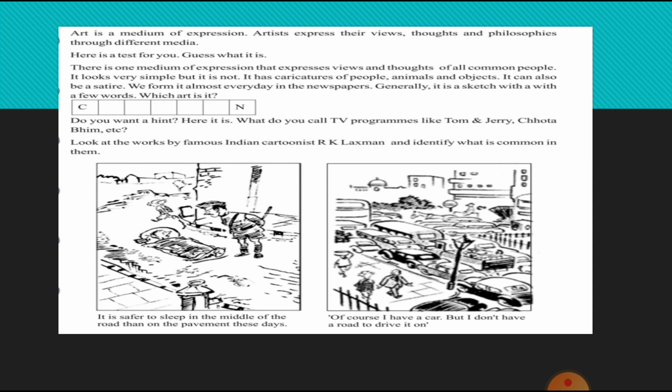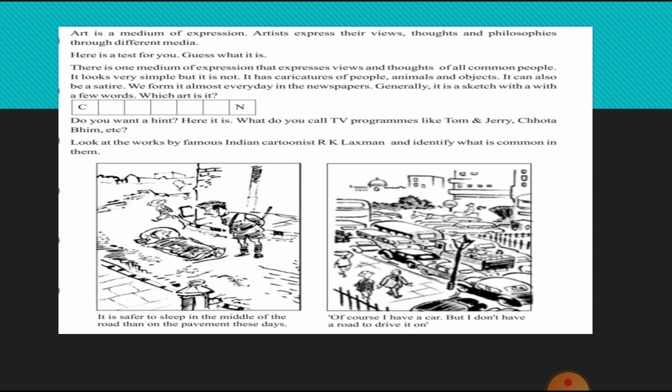It looks very simple, but it is not simple. It has caricatures of people, animals and objects. It can also be a satire. We see it almost every day in the newspaper. Generally, it is a sketch with a few words. Which art is it? See, they have asked you a puzzle.